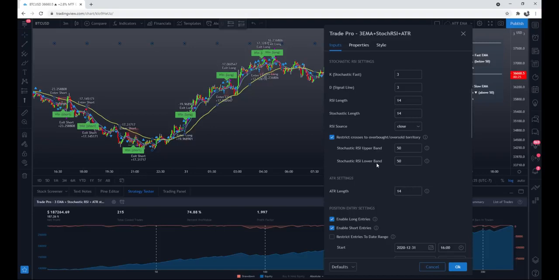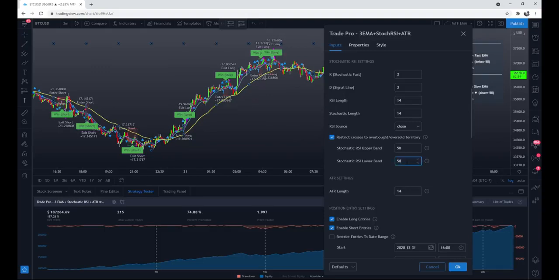So for example, if I have this checked on, this upper band is set to 50 and the lower band is also set to 50. What that means is the strategy is only going to let you enter a long position if the stochastic RSI crosses up from below the 50 line of the stochastic RSI, and it's only going to enter a short position if the stochastic RSI crosses down from above the 50 line.